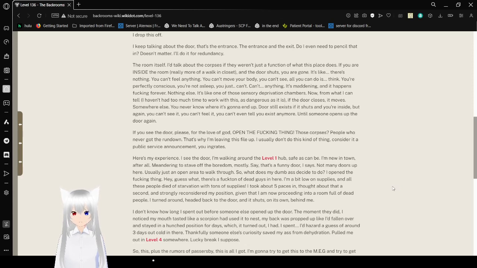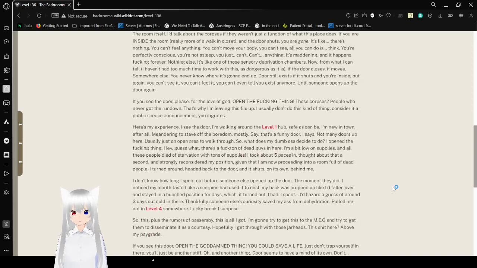Now, from what I can tell, I haven't had too much time to work with this, as dangerous as it is. If the door closes, it moves somewhere else. You never know where it's going to end up. The door still exists if it shuts and you're inside, but again, you can't see it. You can't feel it. You can't even tell you exist anymore until someone opens up the door again. If you see the door, please, for the love of God, open the thing!